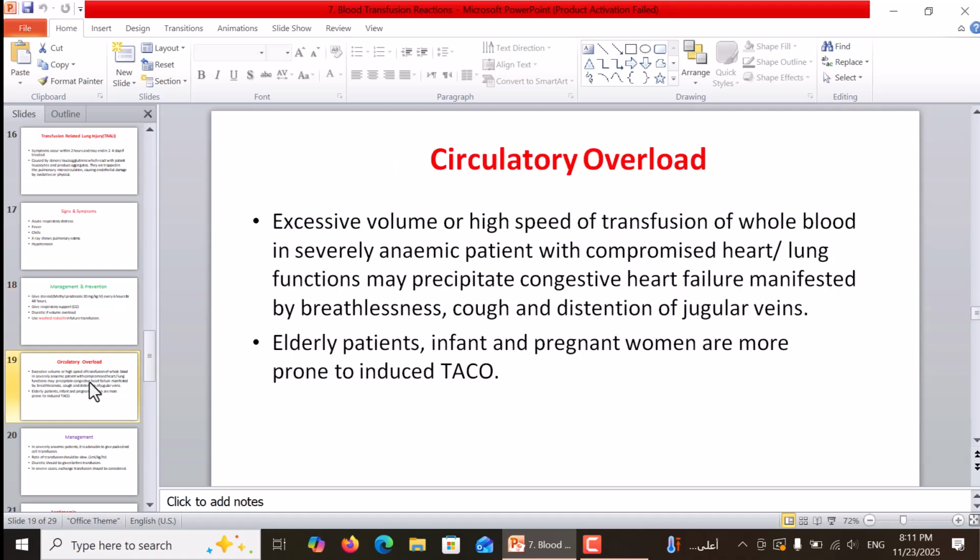Another reaction is called circulatory overload. Circulatory overload means excessive volume or high speed of transfusion of whole blood in severely anemic patients with compromised heart or lung function might precipitate congestive heart failure manifested by breathlessness, it means dyspnea, cough and distension of jugular veins. And elderly patients, infants, pregnant women are more prone to TACO, transfusion-associated circulatory overload, abbreviated as TACO.